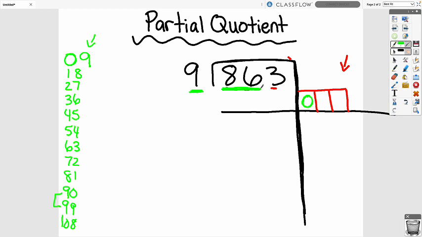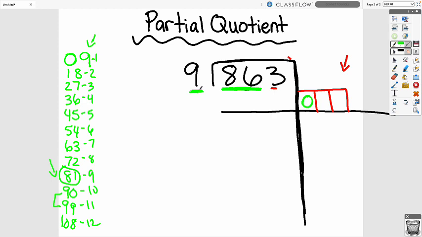So how many equal groups of 9 can I make out of 86? So in case you don't know your facts and you wrote this over here, that's fine. I'm looking for the number 86. Well, when I go to 86, I don't have an 86. The closest number that I do have is an 81 without going over. So 9 times 9 is 81.